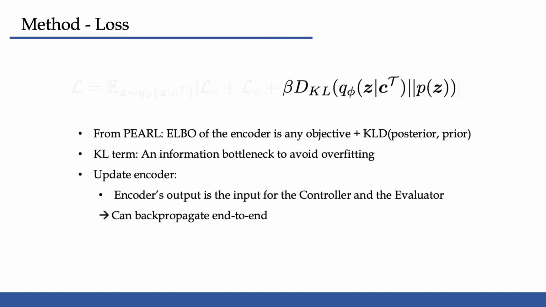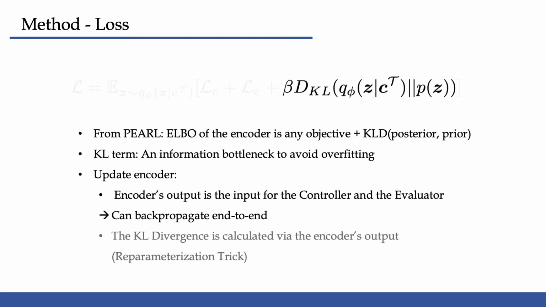So how does the encoder get updated? If you still remember, the encoder's output Z is fed into the controller and the evaluator as an input, so the gradients can be backpropagated to the encoder end to end. This q_phi(Z|C) and p(Z) are both Gaussian, with the KL term computed using their mean and variance. So here it's using the reparametrization trick for update.